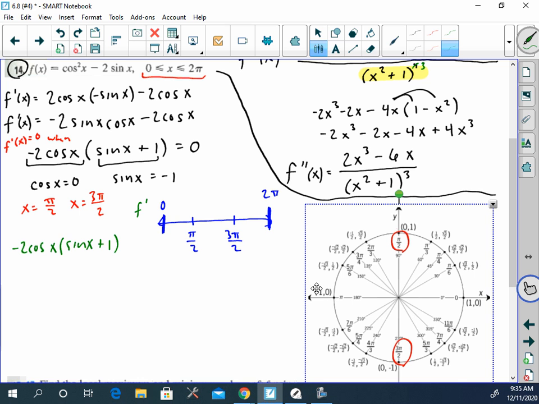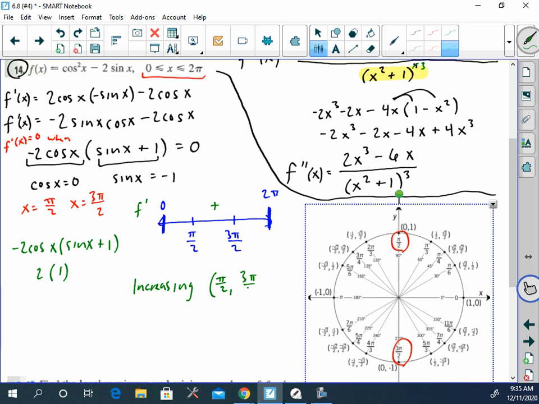here, my cosine's -1. So if I have -2 times -1, I get 2 out here, so positive. And my sine's the y, so that's 0. So this would be 0 plus 1, which would be 1, right? So do you see how it's positive? And we only care about the sign. So that would mean that f is increasing from pi over 2 to 3 pi over 2.